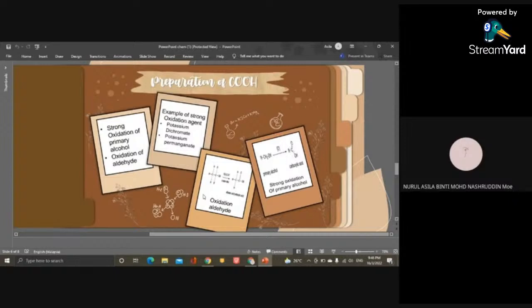Now we look at an example of oxidation of aldehyde. In the oxidation of aldehyde, the hydrogen will be removed and replaced by OH, and that is the oxidation of aldehyde. That's all from us. Thank you.